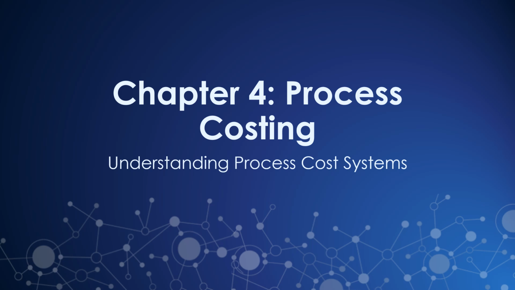Welcome everyone. Today we are covering Chapter 4, Process Costing. In Chapter 3 we learned job order costing, which is used when companies produce customized products or unique jobs. In this chapter we shift to process costing, which is used when companies produce large volumes of identical or homogeneous products. This is very common in industries like food processing, chemical manufacturing, and oil refining. Our goal today is to understand how process costing works, how we compute equivalent units of production, and how we assign costs to units.